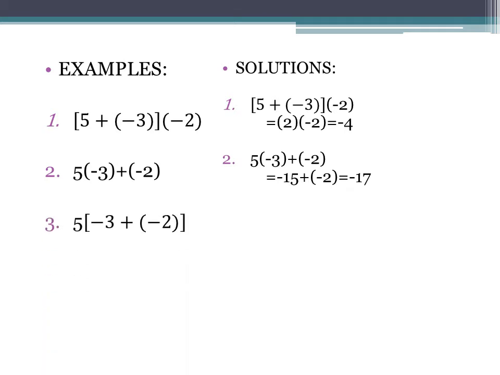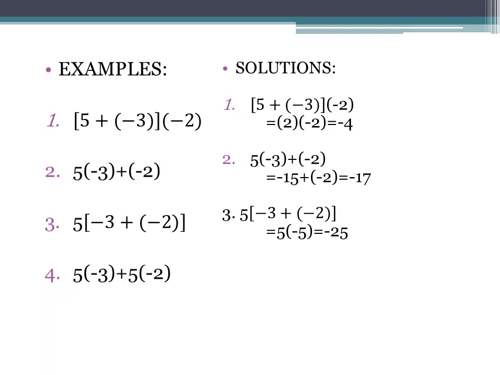For number 3: 5 times the quantity of negative 3 plus negative 2. Always remember, solve first those numbers inside the bracket. So, negative 3 plus negative 2 is equal to negative 5, since they share a common sign which is negative. So, just add them. Then, after that, multiply it by 5. So, negative 5 times 5 is equal to negative 25.